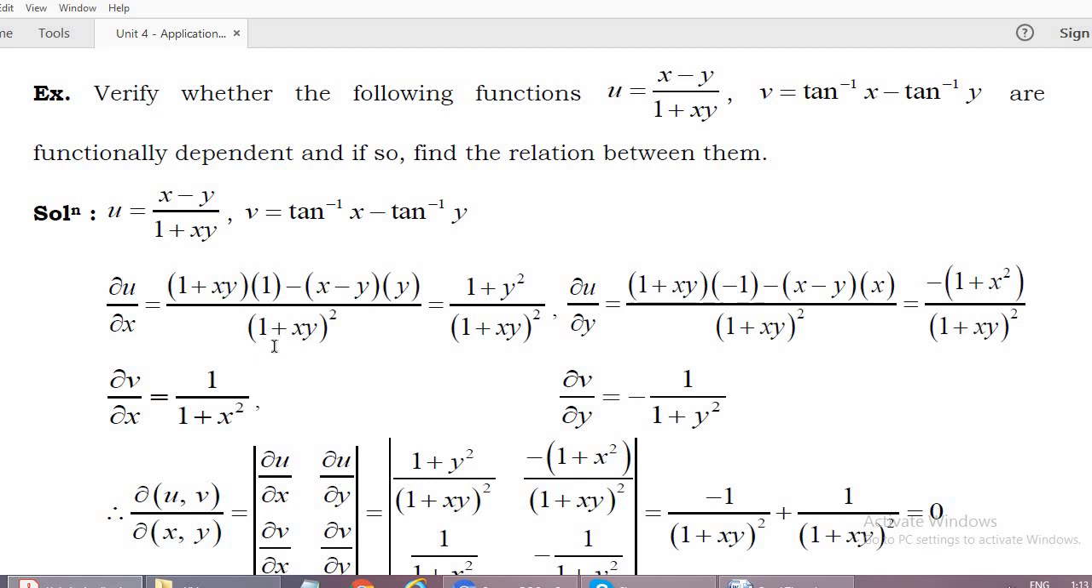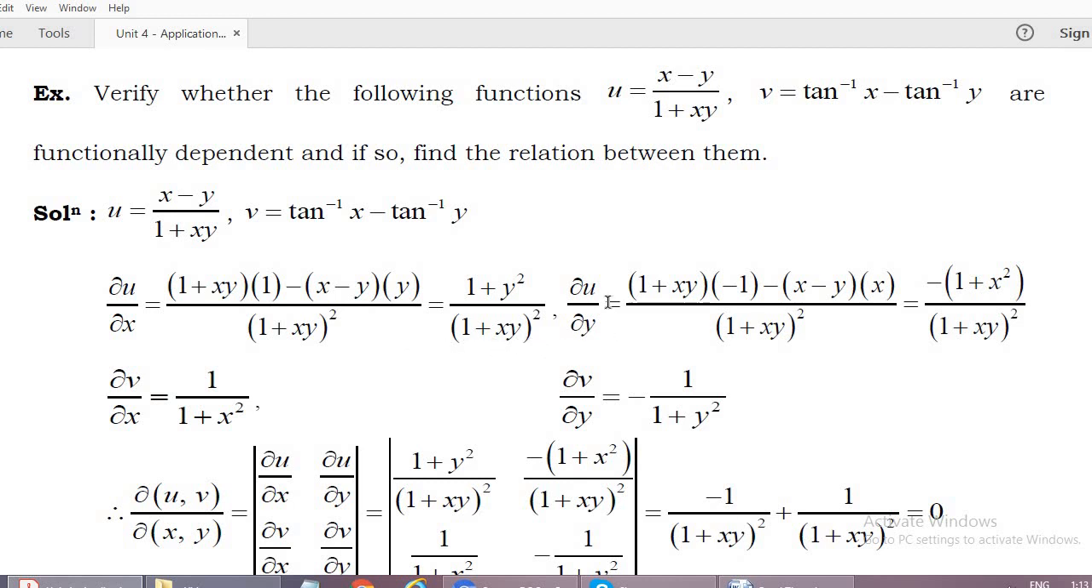In the denominator, (1 plus xy) to the power 2; in the numerator, (1 plus xy) into the derivative of (x minus y) partially with respect to x, that is 1, minus (x minus y) into the derivative of (1 plus xy) partially with respect to x, and that is y. This is equal to 1 plus xy minus xy plus y square, that is (1 plus y square) upon (1 plus xy) to the power 2.